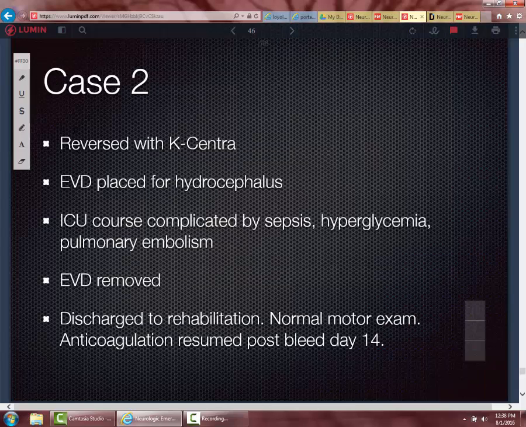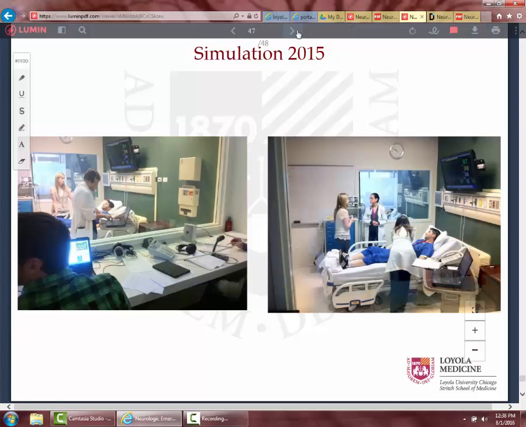So back to the second case, the patient was successfully reversed with Kcentra. Our neurosurgery placed an EVD for hydrocephalus. He had a very prolonged ICU course, and I think after 12 days the EVD was removed. He was doing great in rehab. He had a normal exam, and we were able to resume anticoagulation for atrial fibrillation on day 14.